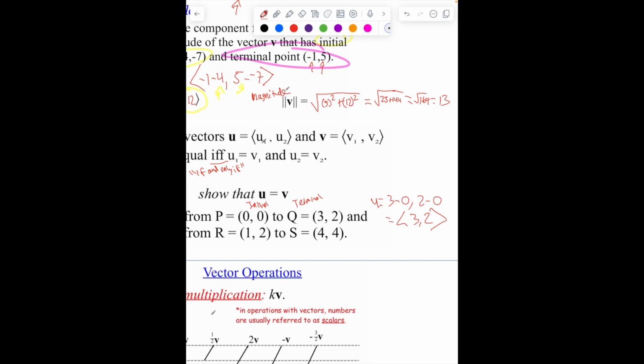And then if we look at v, kind of similar. I'm going to do 4 minus 1 and 4 minus 2. So that's going to give me <3, 2> for my v. And because this equals this, we can prove that u equals v.